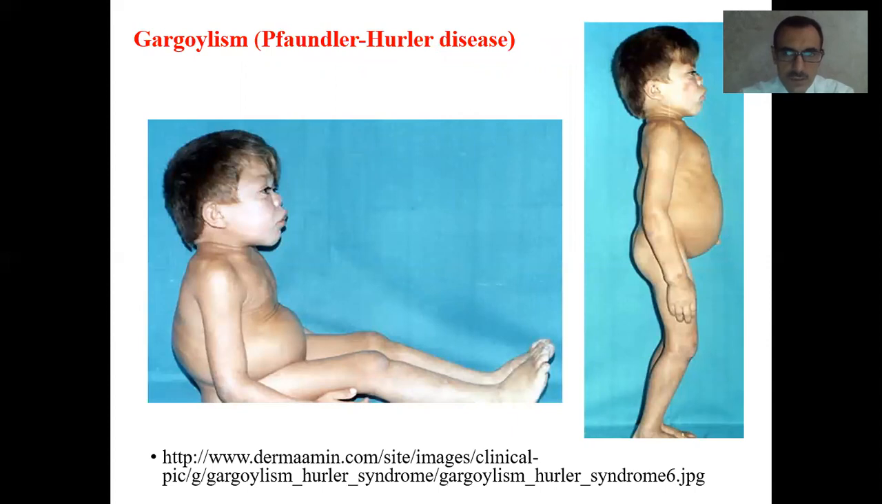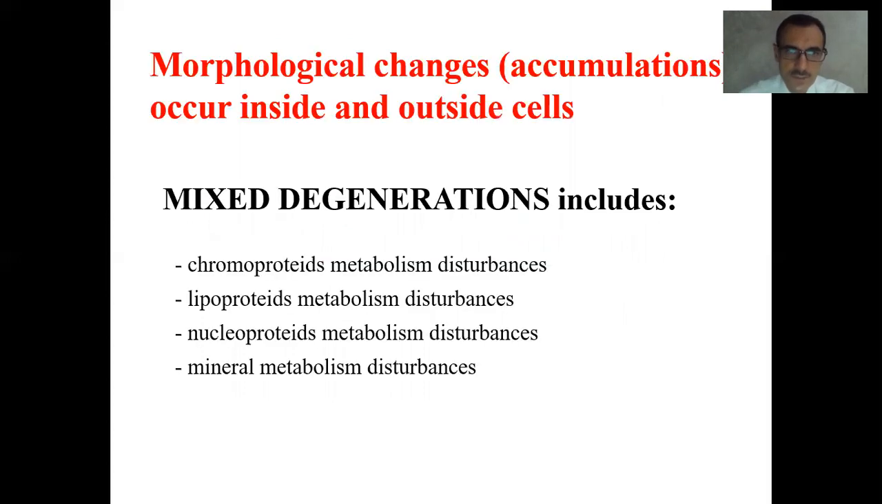Here you see the gross view of patients with gargoylism or Hurler disease. We finished our first part of the lecture. Now let's continue with the second part of the lecture about the mixed degenerations.